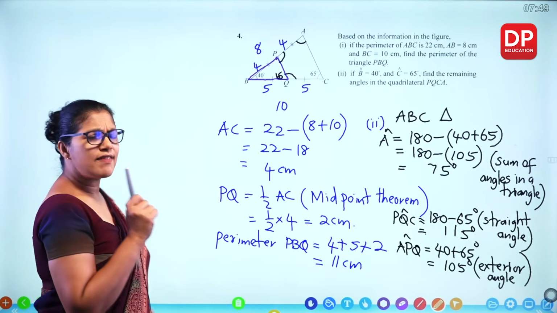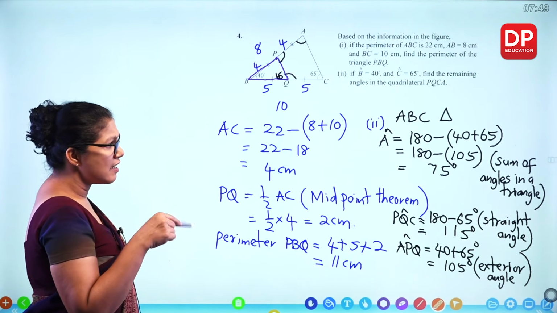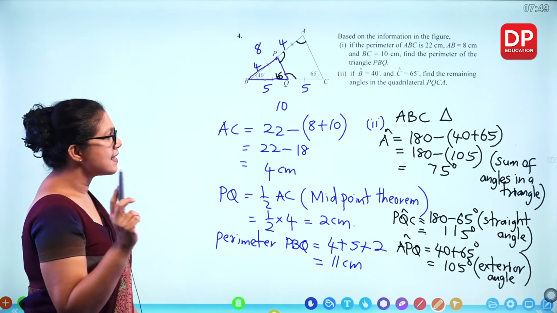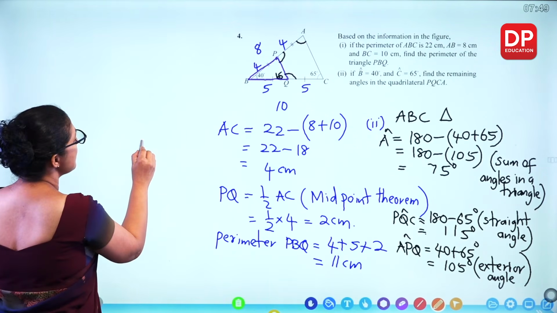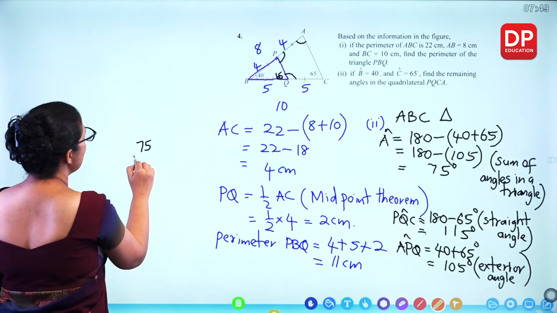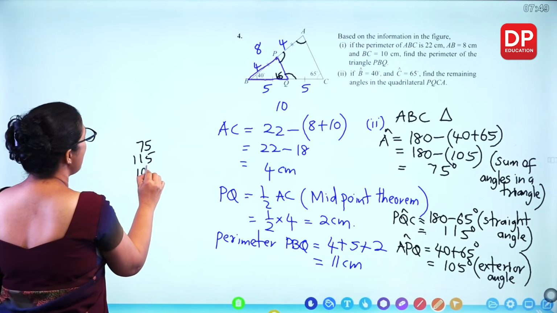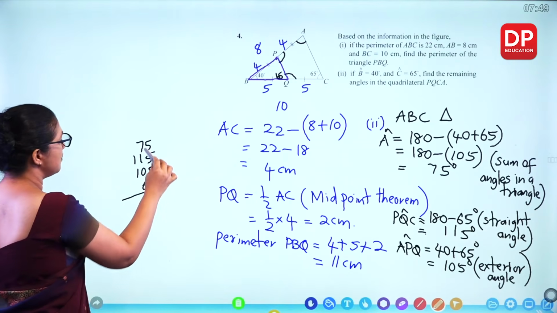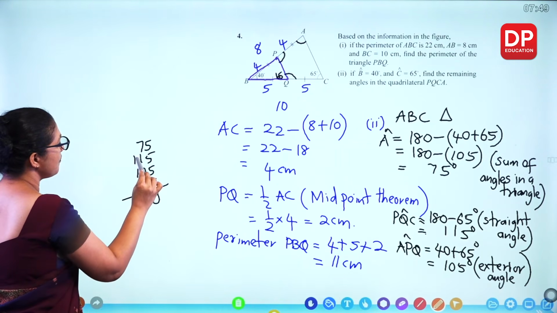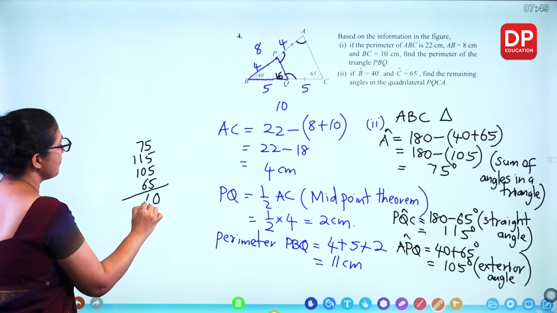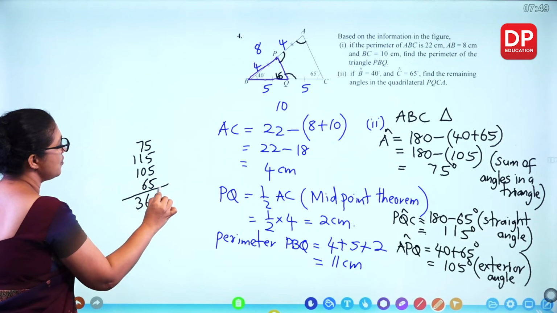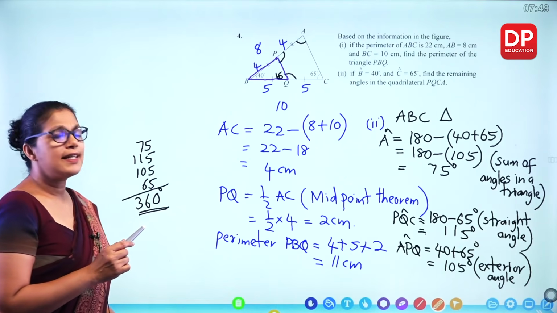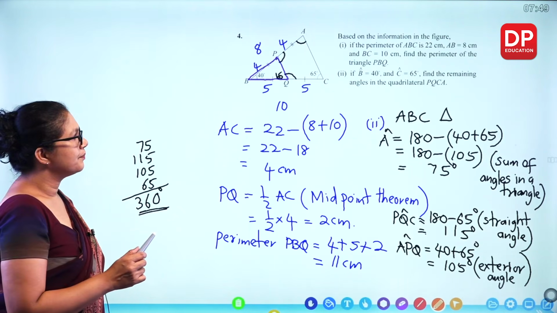Now you can check whether your answers are correct by adding all the 4 angles. That should be equal to 360. So we'll check that. 75, 115, 105 and 65. When you add all these, you get 360 degrees. That's the sum of angles in a quadrilateral.